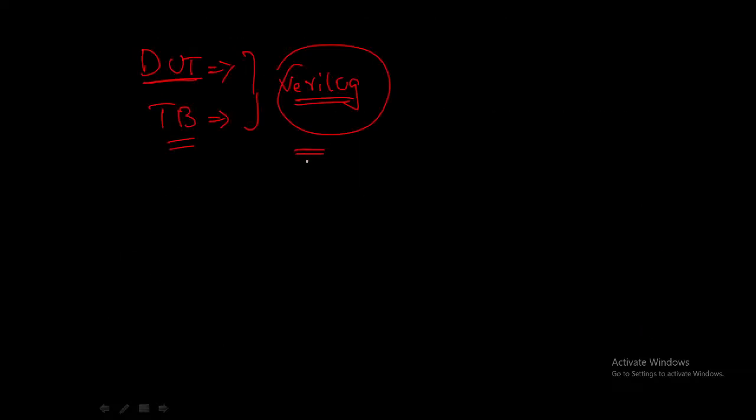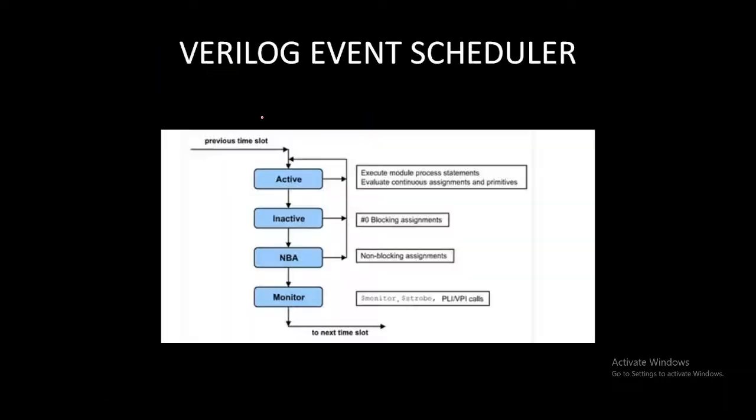in case of Verilog, before discussing what is happening, we will briefly do a recap of the Verilog event scheduler. I hope you are aware of the Verilog event scheduler, which you have already learned in Verilog. In the Verilog event scheduler, there are four regions where the code is executed. One is the active region, which executes modules, process statements, evaluates continuous assignments, and primitives.